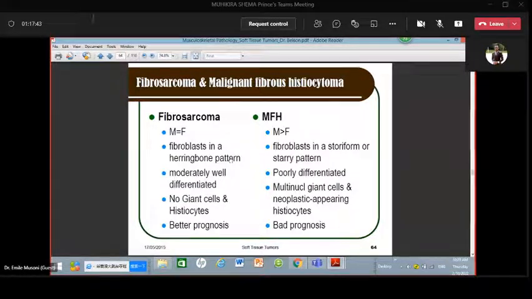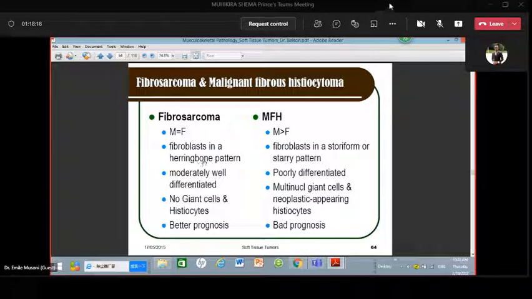Here is the difference between the fibrosarcoma and the malignant fibrous histiocytoma. But this one, for you, is not differentiated; this is for an experienced pathologist. What you must know is the fibrosarcoma distribution, prognosis, and treatment. They say fibrosarcoma is equal in male and female, whereas malignant fibrous histiocytoma is more common in male than female.